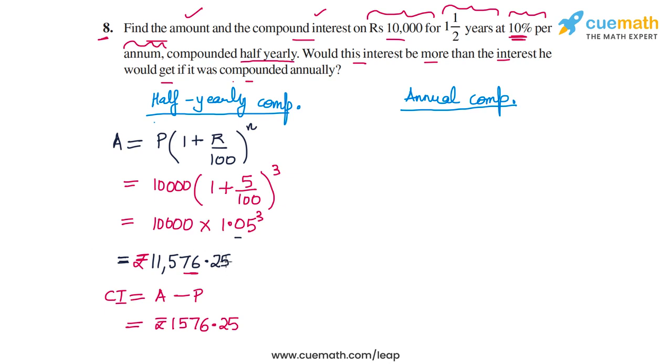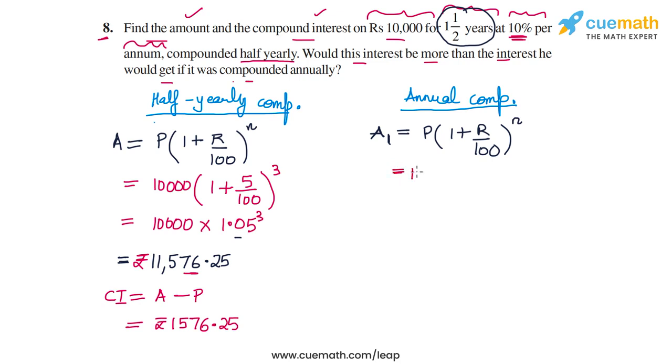Now let's do the same calculation for the annual compounding scenario. The problem is that for the second case, the time period is not a whole multiple of 1 year. The time period is 1.5 years while compounding is happening annually. So what we will do is we will first calculate the amount at the end of 1 year. So let's call that amount A1. So A1 will be P times, again the same formula, 1 plus R by 100 to the power n. But in this case, the values will be plugged in differently.